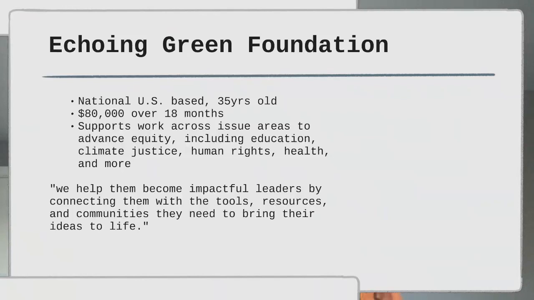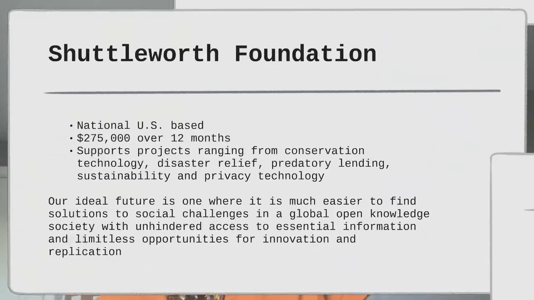They give a little bit more money, and their program is a bit longer with $80,000 over the course of 18 months. And they work in advanced equity, education, climate justice, another word for environmental, human rights, health, and more. Again, they're looking for leaders, and they're looking to provide them with tools and resources to help bring their new visions to life. Another one that I've applied for, I've actually applied for this one, is the Shuttleworth Foundation.